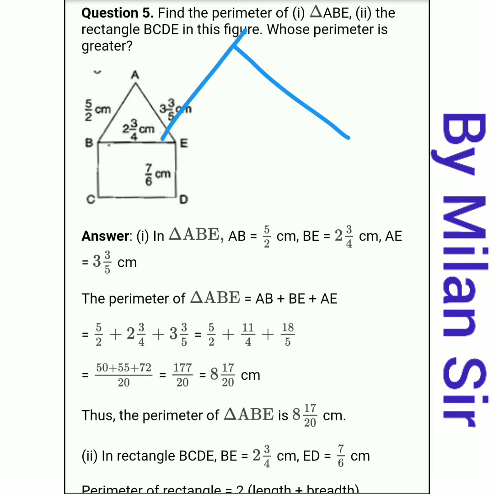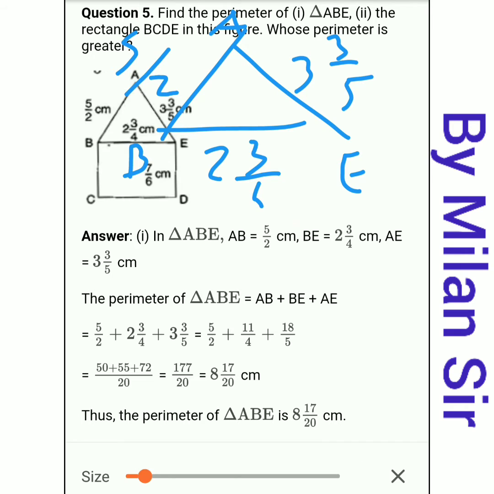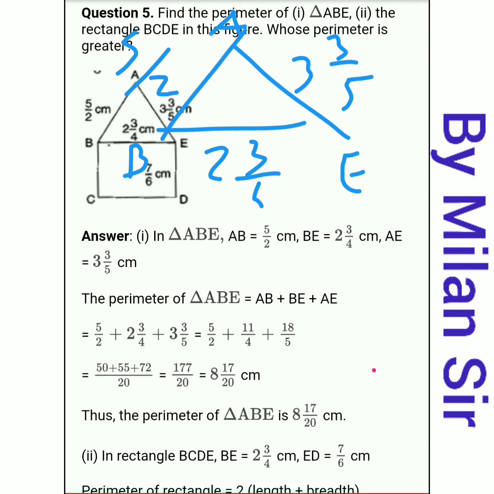Now in triangle ABE, side AB is 5 by 2, BE is 2 integer 3 by 4 centimeter, and AE is 3 integer 3 by 5 centimeter. So first of all, just write down the perimeter of triangle ABE.